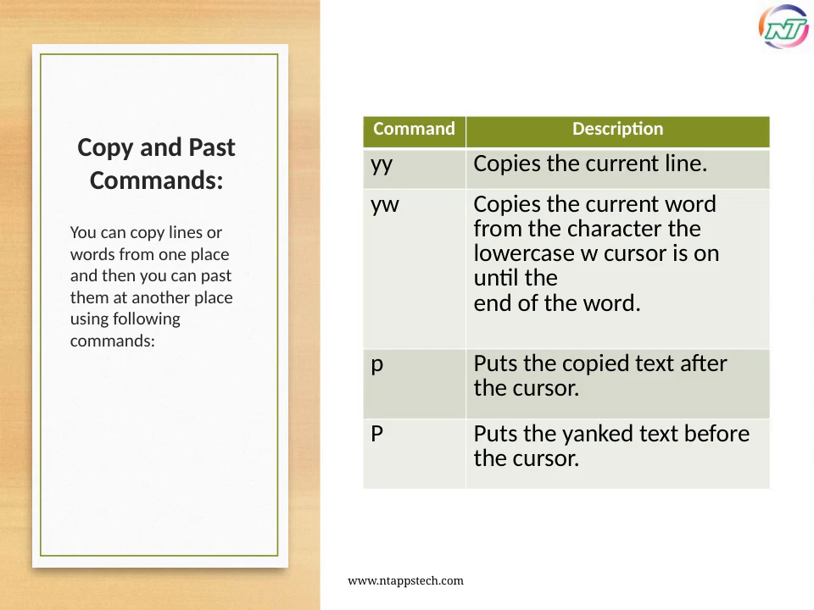When working in a Unix environment, the ability to copy and paste text efficiently can save a lot of time, especially during testing when you often need to reuse commands or configurations. For copying, the command yy copies the entire current line, which is handy when you want to duplicate a line quickly without worrying about selecting it manually. If you only want to copy a part of the text, like a single word, you use yw to copy from where the cursor is positioned on that word to the end of it.